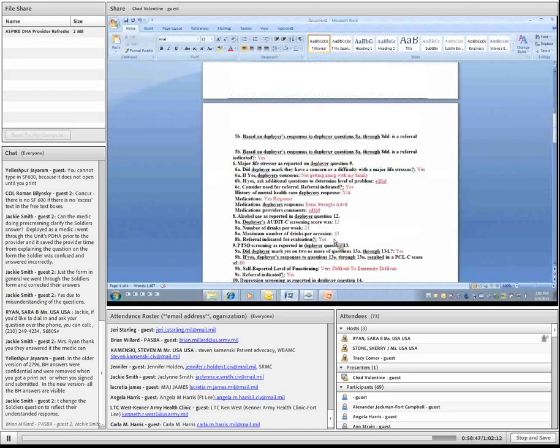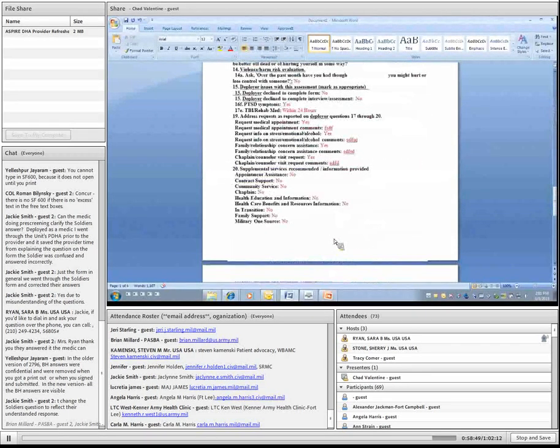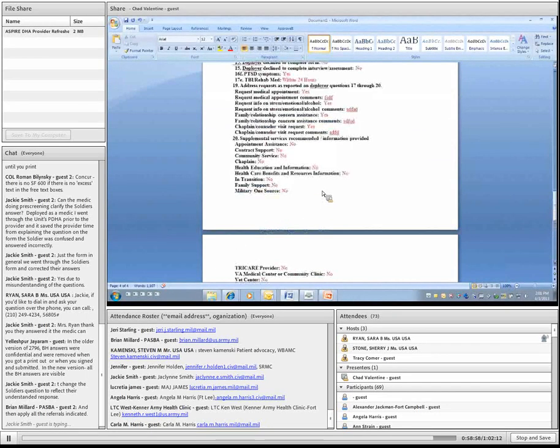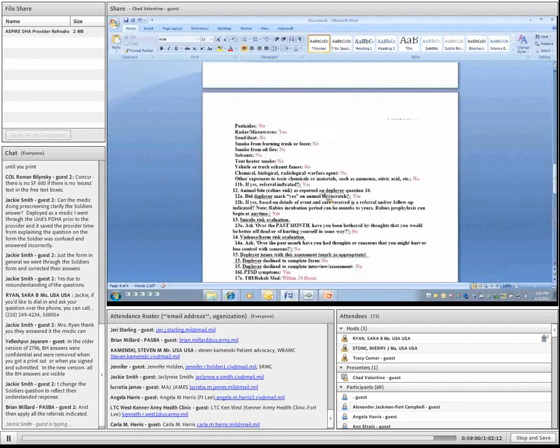So it's going to list all that information, and here at the bottom, it's going to let you know the provider's signature, it's going to give you a provider's title, it's going to give you the date and provider's name as well. So this is what it looks like with the copy and paste.